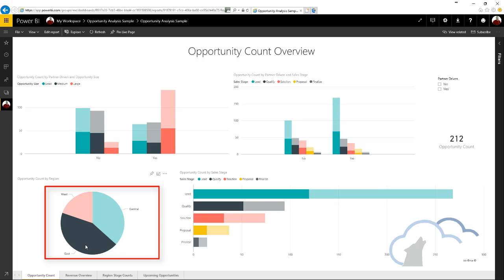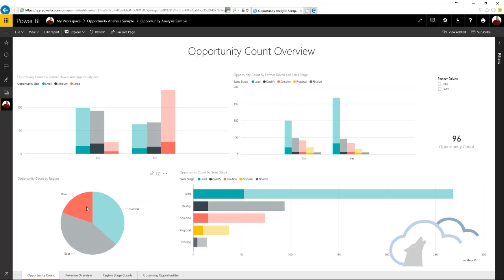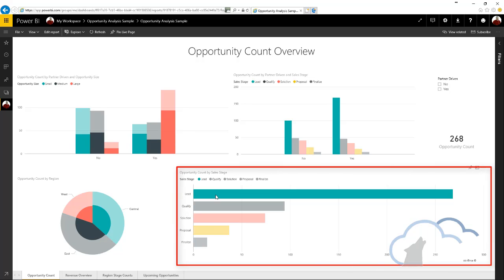East is the biggest region in terms of opportunity counts. On the pie chart, I select each region one at a time to filter the page. For each region, partners are pursuing significantly more and larger opportunities. The opportunity count by partner driven and opportunity size column chart clearly shows that most of the large opportunities are partner driven and more of the small and medium opportunities are not partner driven.